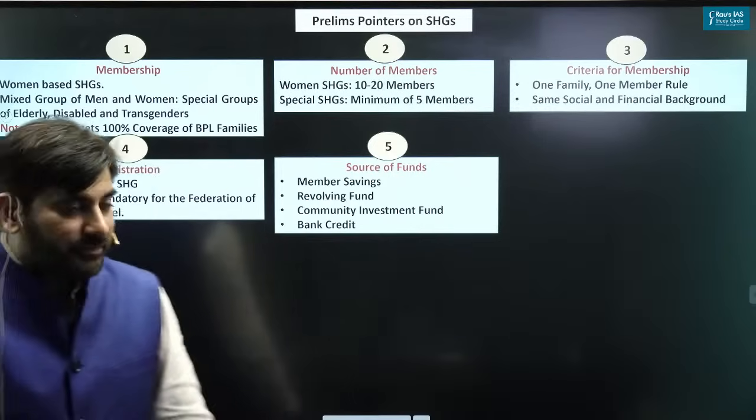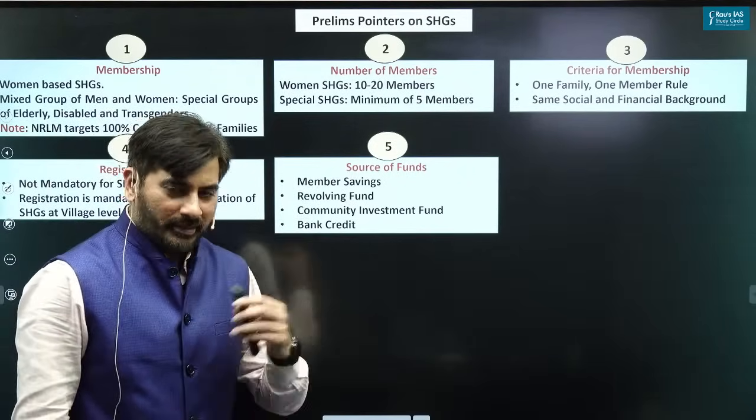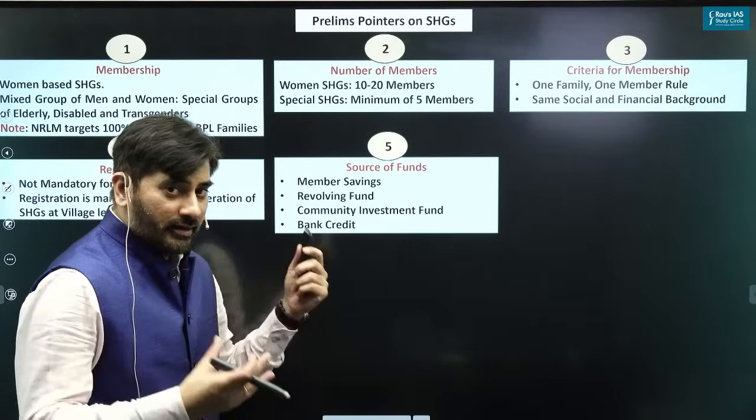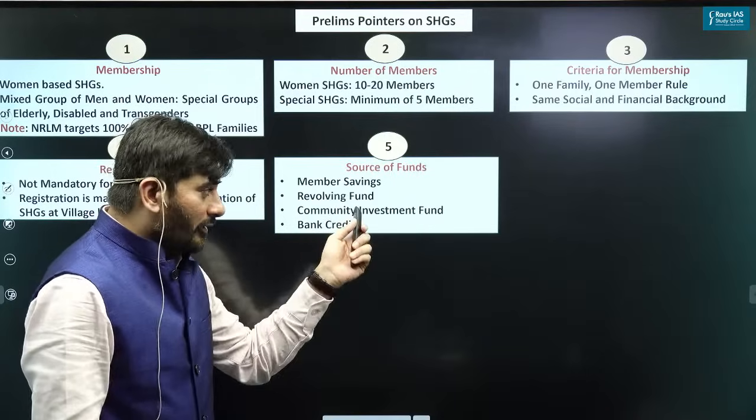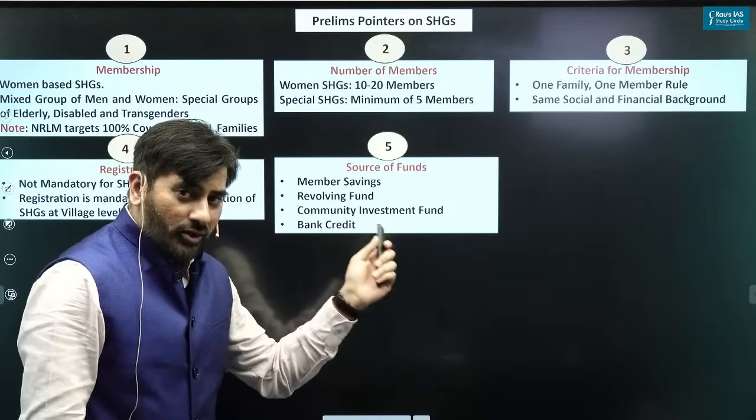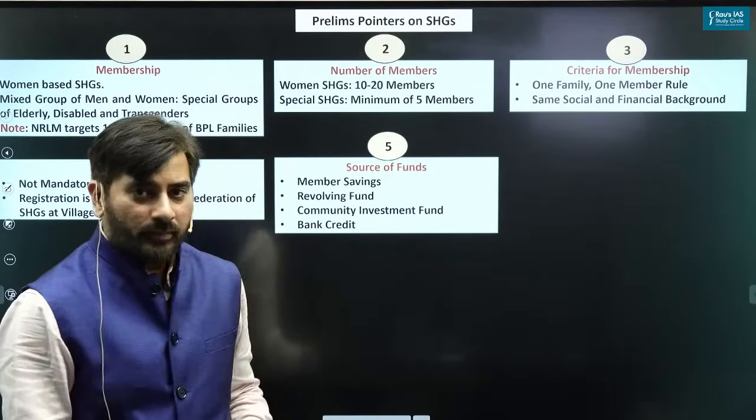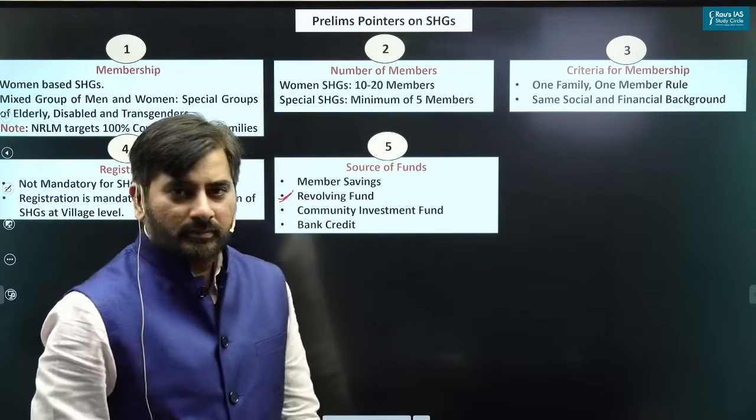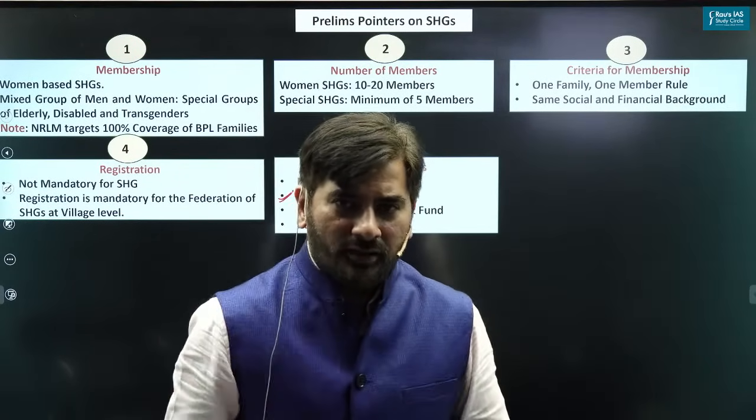Next aspect, from where do SHGs get funding money? Can you see? The first source of funding is the savings of the members, that is one. Second source of funding is revolving fund. Third is community investment fund, and fourth one is bank credit. What exactly is revolving fund? I hope the first part is self-explanatory, which is the savings of the member.